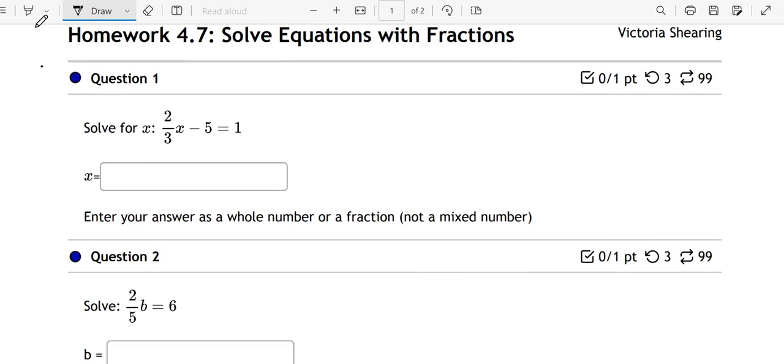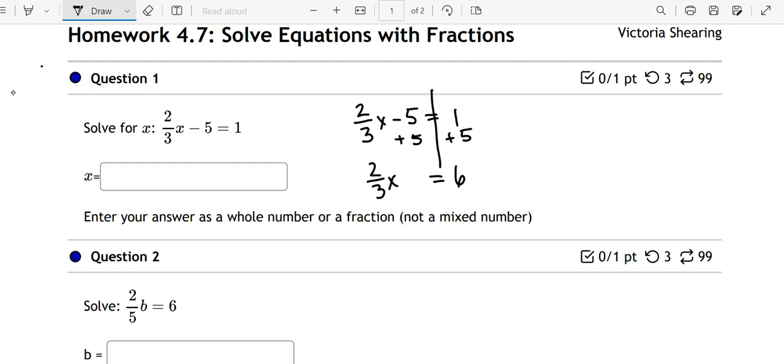In question number 1, you have 2 over 3x minus 5 equals 1. The first thing we're going to do is simplify the left side. I am going to add 5 to both sides. Plus 5. So now I have 2 over 3x equals 6.